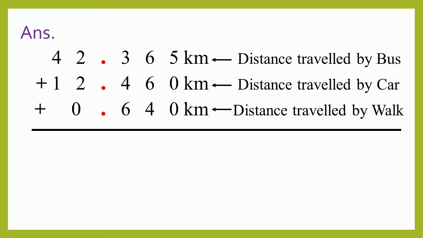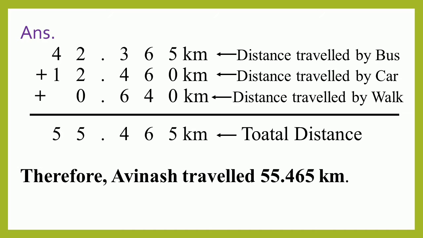While writing these numbers we take care of the points. The decimal points should be in one line. As you can see on this screen, first we write 42.365. The point is denoted by the red color. Then for writing the second number, first we put the point, then we write the integer part and then the digits 460. Same for the third number. First we write the decimal point and then we put the number 640.